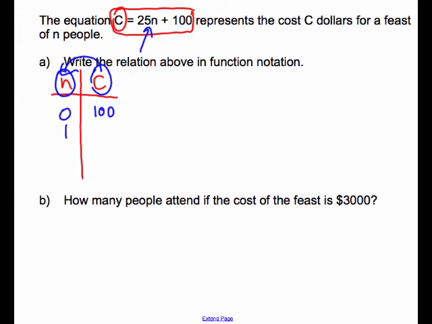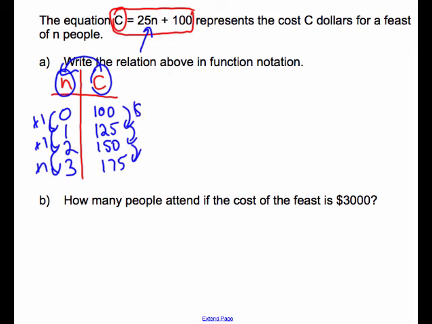One person, 25 times 1 plus 100 is 125. And 2 times 25 plus 100, 150, and so on. I'll notice that for each one person increase, I have a $25 increase in price. So you get the sense that the cost of this feast is basically $25 per person after the beginning $100, which is to get the hall rented and just some basics that are fixed costs.